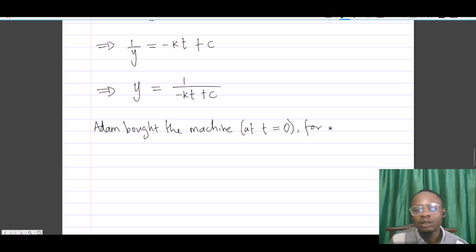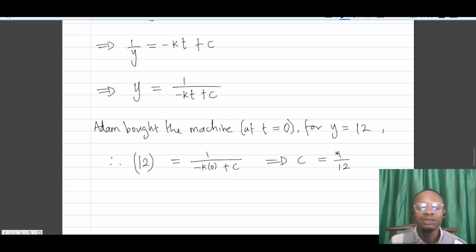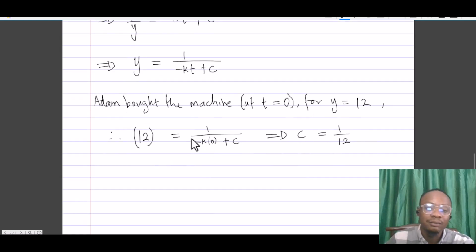Okay, for y equals 12 naira. So in this case, our y will be equal to 12. y is the price or the value in naira. Okay, so let's just write y is equal to 12. So that means when y is equal to 12, our t was equal to 0. So we put y equal to 12 here. 12 will be equal to 1 over minus k into 0, then plus c. So minus k into 0, that is 0. So from here, when we cross multiply, we're going to have our c to be equal to 1 over 12. So it's as easy as that. We know what our c is by doing this.